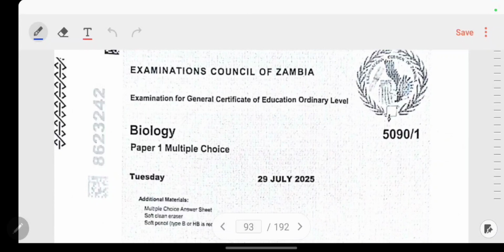Good afternoon, everyone, and welcome to a very interesting lesson. Today, we are solving the GCE paper for biology, the full paper for paper 1. So, let's begin.